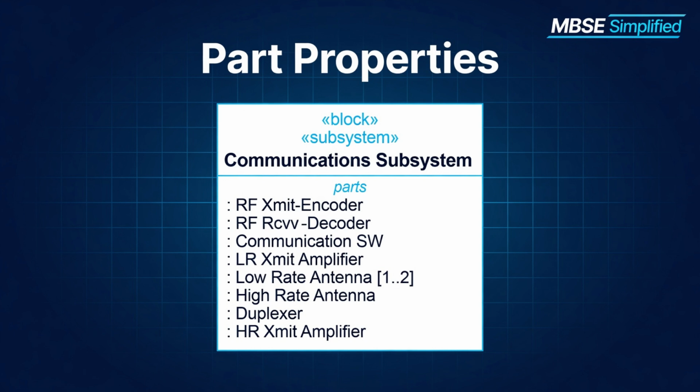A part property represents a structure that's internal to a block. In other words, a block is composed of its part properties. This relationship conveys ownership. Parts are used to describe the composition hierarchy of a block and define a part in the context of its whole.